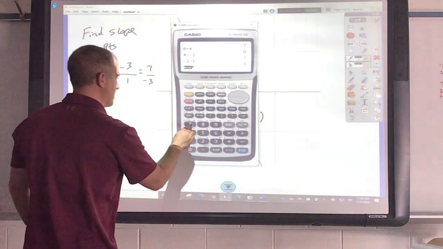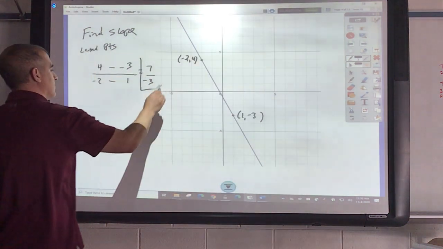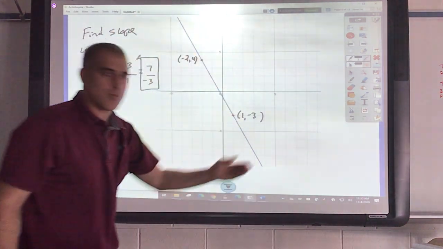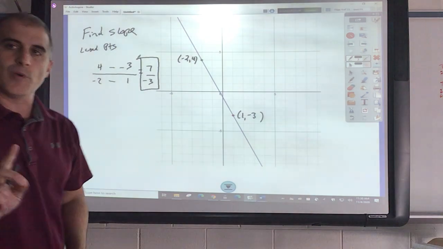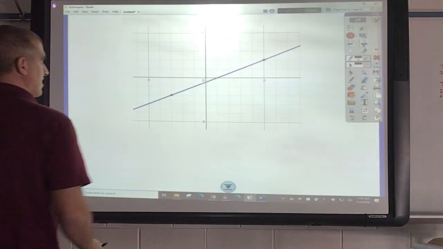And if I divide that in the calculator, hit that fraction, it's the same deal. And that makes sense. A negative slope, that we should expect for that line. That's a way you know you're correct. All right, here we go.